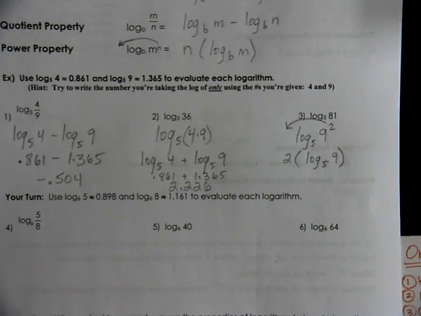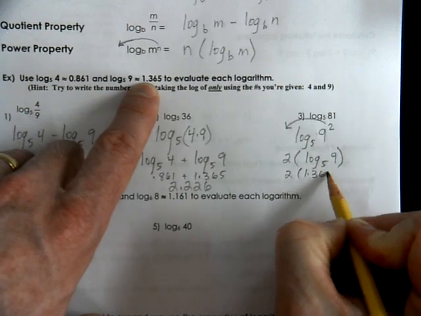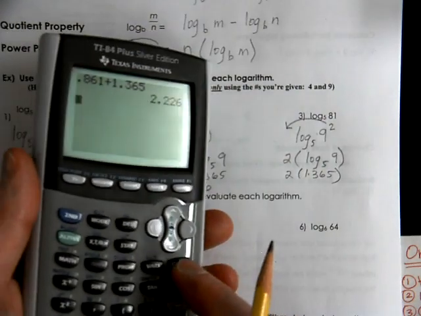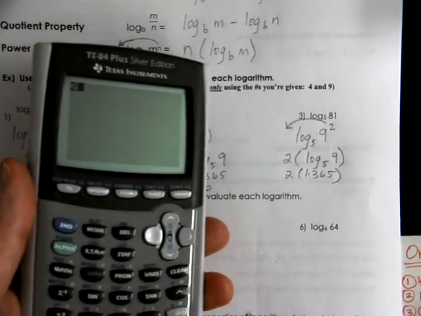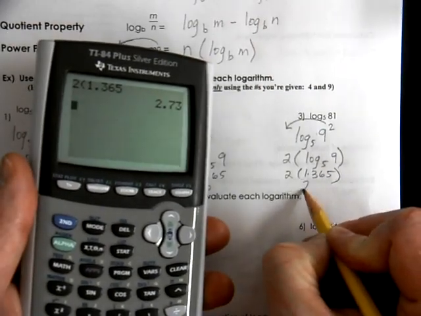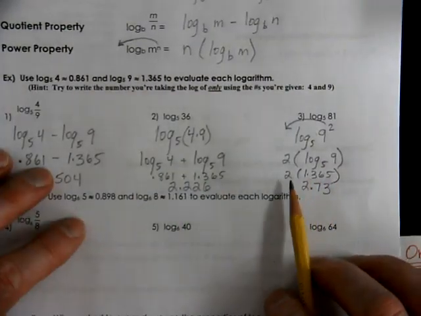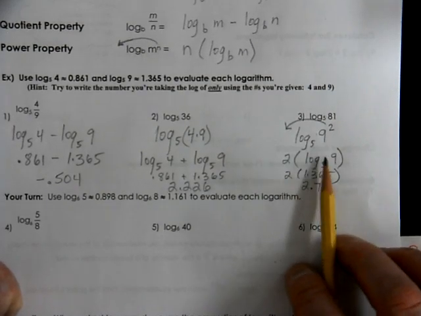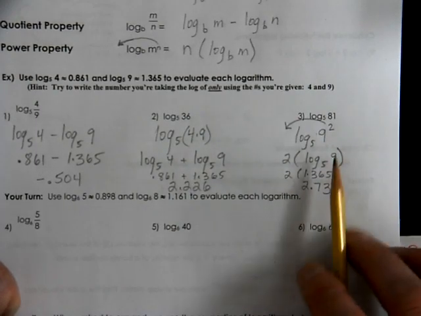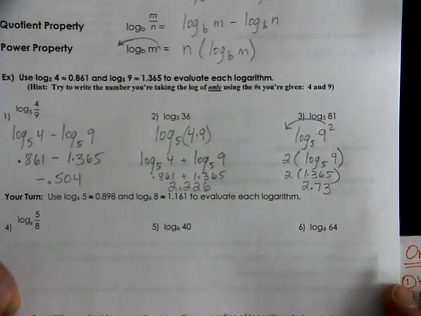And we know that log base 5 of 9 is 1.365, so we're going to have 2 times 1.365, and that gives us 2.73. Notice that 2 times log base 5 of 9 would be the same thing as log base 5 of 9 plus log base 5 of 9, which would happen if you said 9 times 9. So the result's the same.